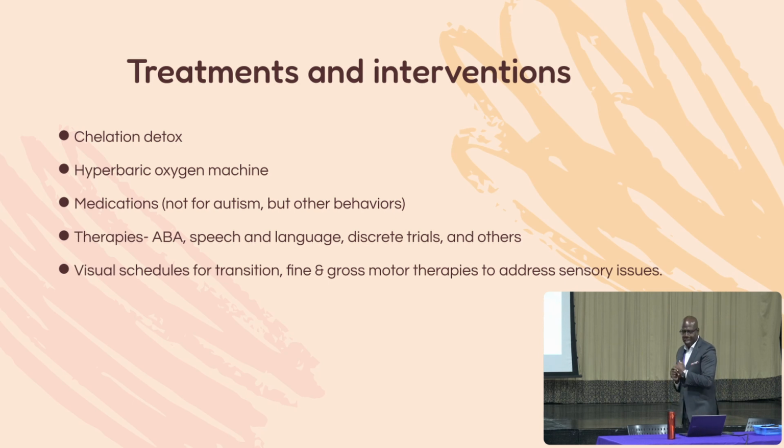Treatments and intervention: chelation detox. This is where kids go to a doctor and have an IV, and they take out the bad blood and infuse or transfuse good blood, because theoretically there are high levels of mercury in the blood, which is causing autism. So if they can get the bad blood out and put the clean blood in, then that's going to help.